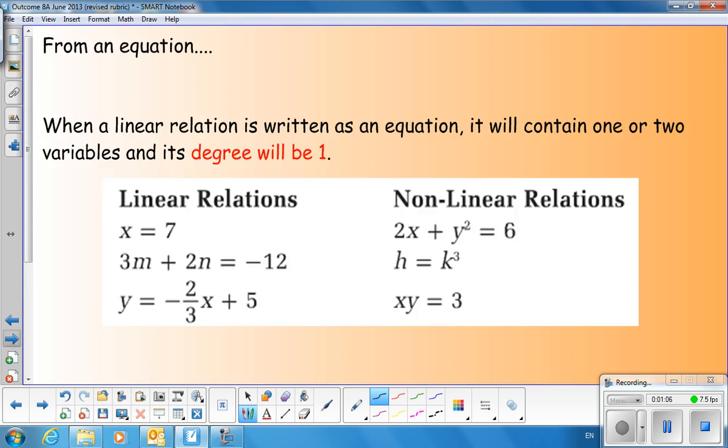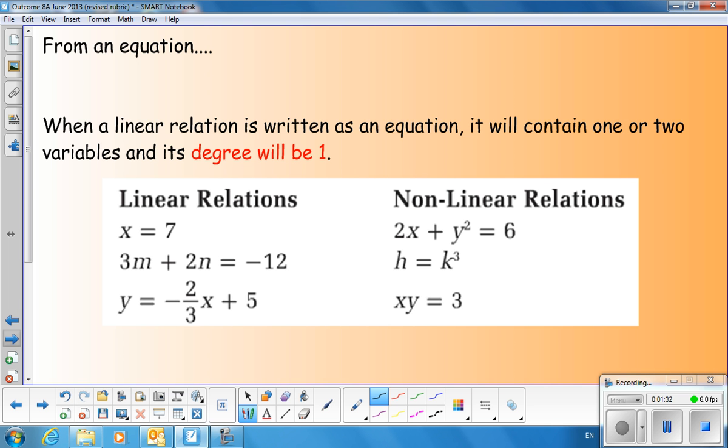From an equation. When a linear relation is written as an equation, it will contain 1 or 2 variables, and its degree will be 1. So examples of linear relations can be something like x equals 7, 3m plus 2n equals negative 12, y equals negative 2/3 x plus 5.